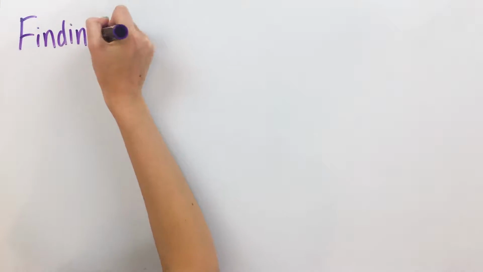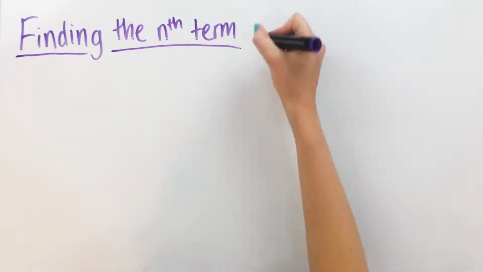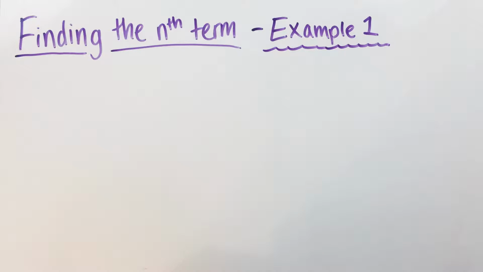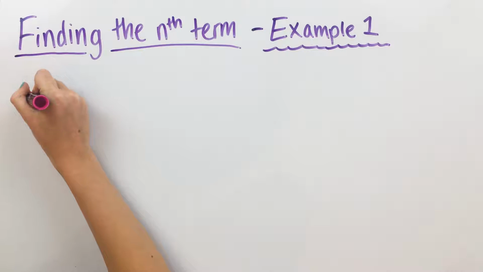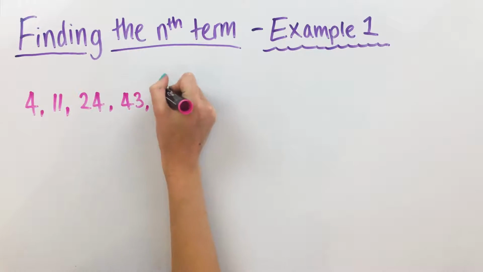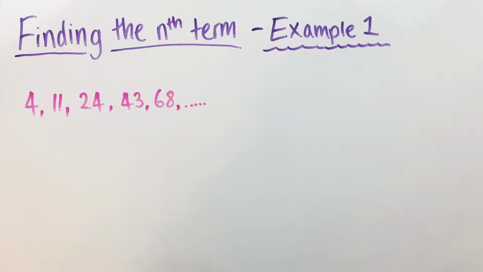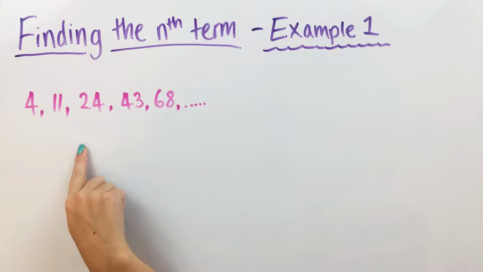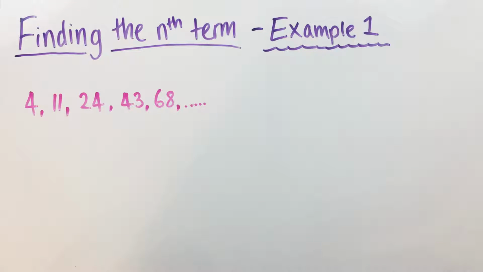How do we go about finding this nth term for other quadratic sequences? Let's find this out using an example. Say you're asked to find the nth term of the sequence 4, 11, 24, 43, 68. Before we begin, we should check that this sequence is a quadratic sequence. So we need to check that the difference between the differences is the same.